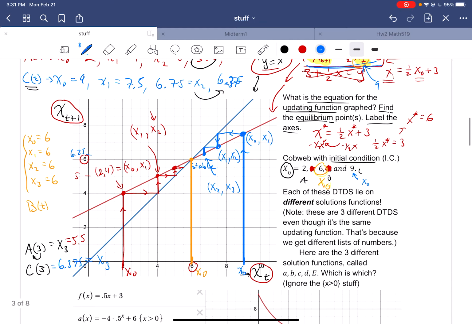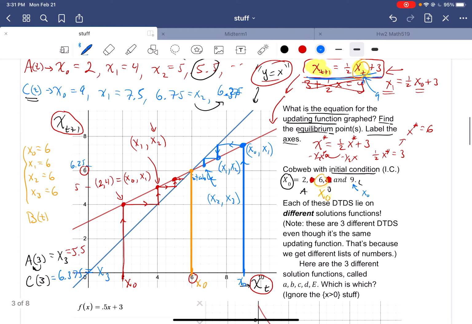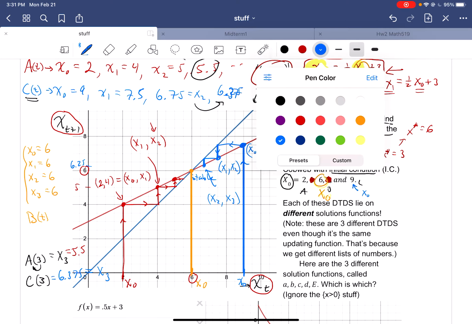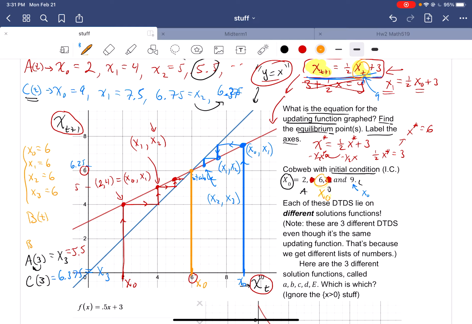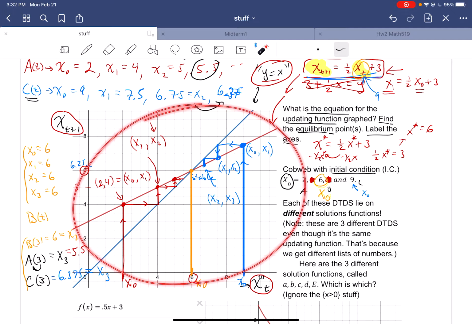Okay. All right. And then similarly, if I had a b of 3, that one's nice and easy. It's just going to be 6. But this is also called x sub 3, and that's for a different path. That's my orange path versus my red path versus my blue path. And so the functions that satisfy these different things, those are the solution functions, and I have a different solution function for each path.